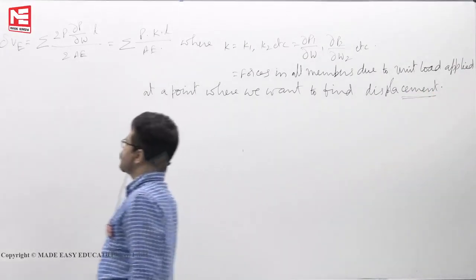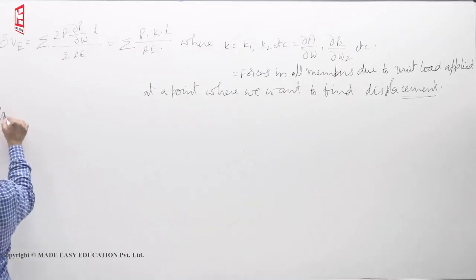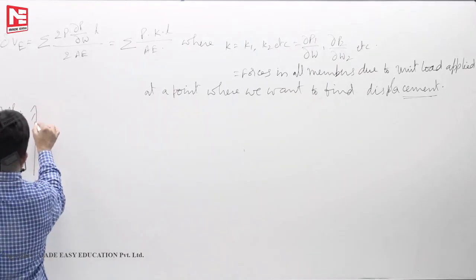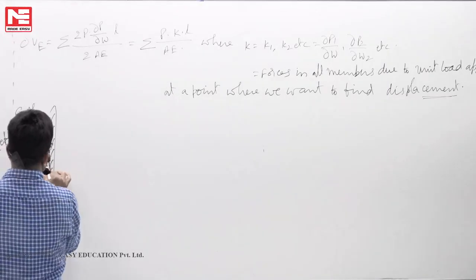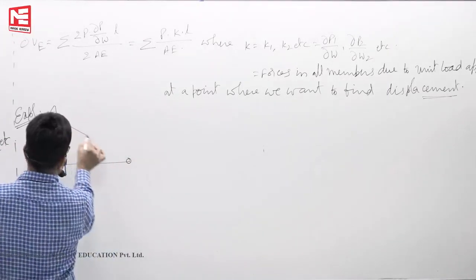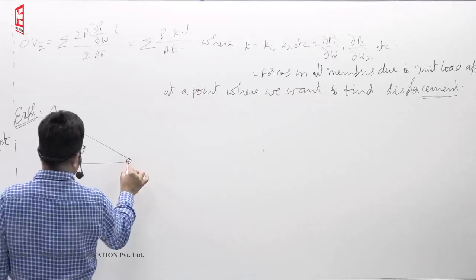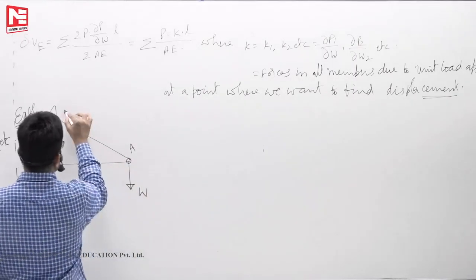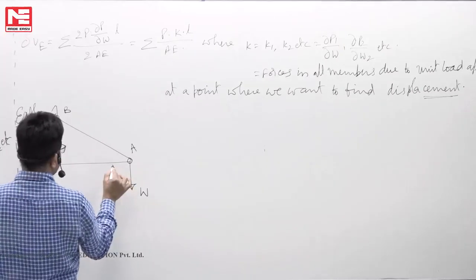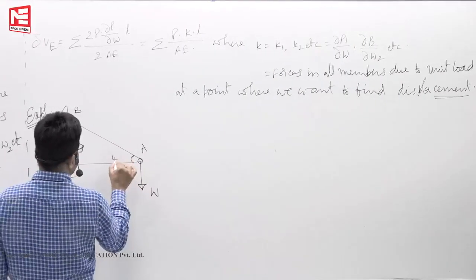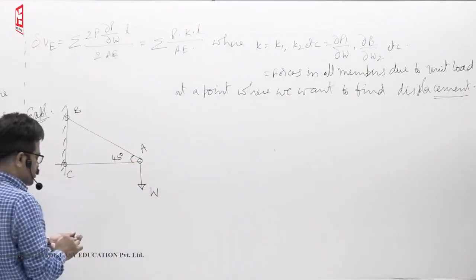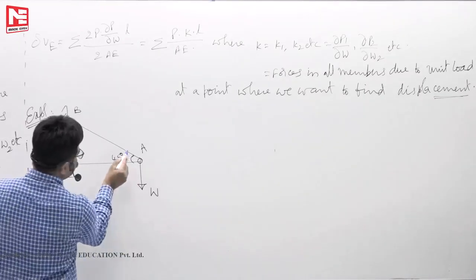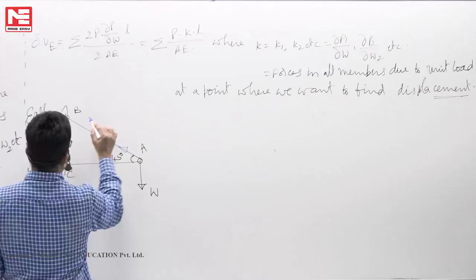What it means is the explanation part of it. Assume that we have a simple example I am giving. Assume that you are applying some load W. This member, say A, B, C. This angle of inclination, let us say 45 degrees. Okay? Now, due to W, I can find force P in this member, tension.